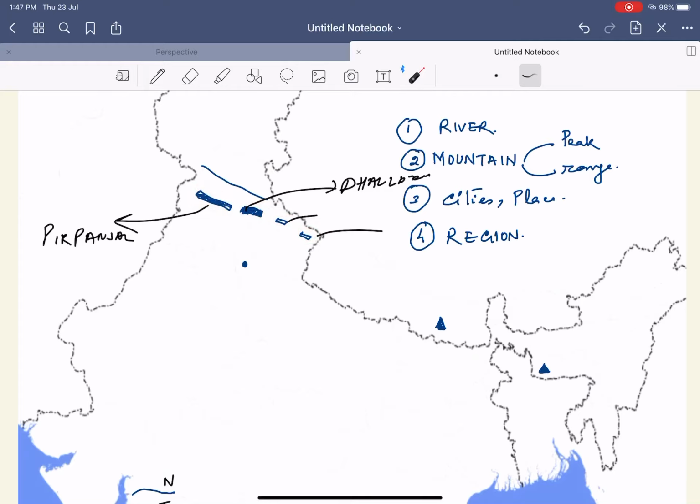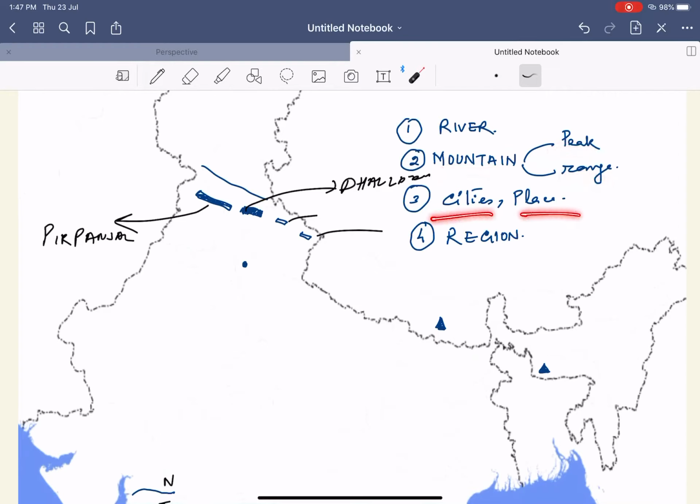So you have to distinguish which can be represented as a peak and which can be represented as a range. Similarly, if it asks for Nanda Devi, I can draw Nanda Devi like this. Nanda Devi is nothing but one of the largest peaks in India. So this is how we represent the peaks and ranges.